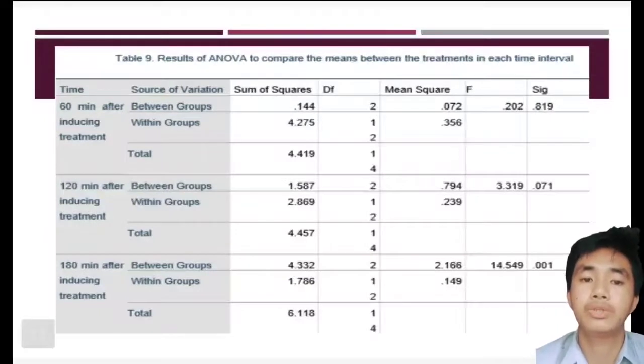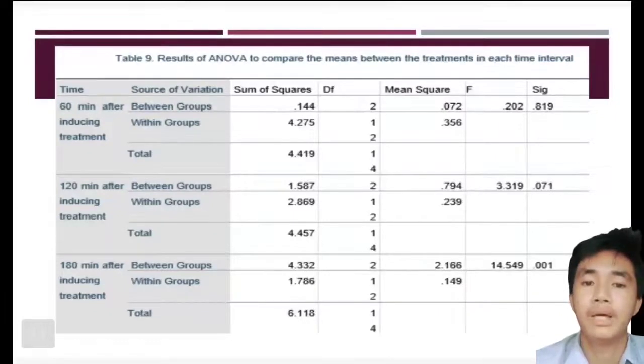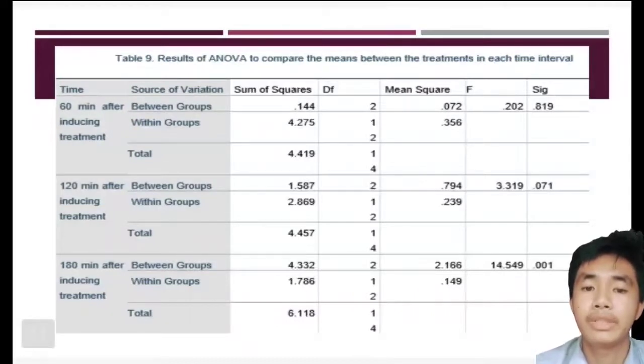Table 9 shows the results of the comparison of the mean thickness of the inflammation between the treatments in the 3 time intervals. At 120 minutes and 180 minutes time intervals, the null hypothesis of no significant difference is rejected, which is tantamount to accepting the alternative hypothesis. It implies that there is a significant difference between the means of the thickness of the inflammation of the paw of the subjects in the treatment after 120 and 180 minutes. It implies further that there is at least one pair of means among the 3 comparisons in each time interval.